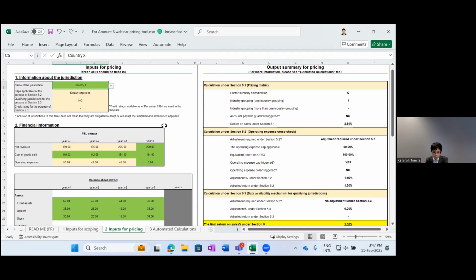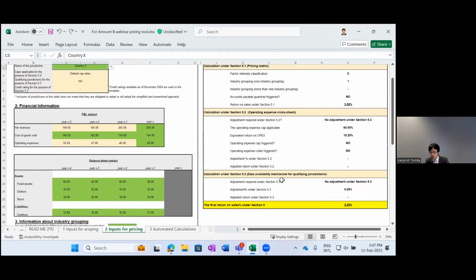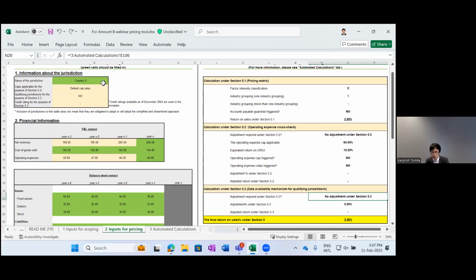The last piece of the pricing mechanism is the data availability mechanism. First, as Noel explained to you, the data availability mechanism is relevant only for qualifying jurisdictions. So with the example of country X, which is a non-qualifying jurisdiction, the data availability mechanism is not applicable. The tool says no adjustment under 5.3. But if you are in a qualifying jurisdiction, which is country Y in this illustration, then an adjustment is required under section 5.3. We use the operating asset intensity and sovereign credit rating of a given jurisdiction as factors to determine the rate of adjustment under this mechanism.